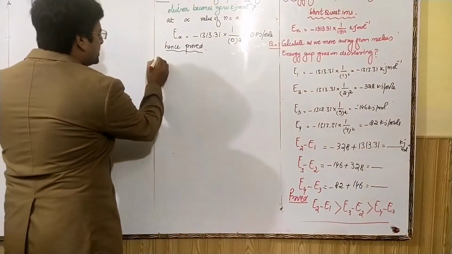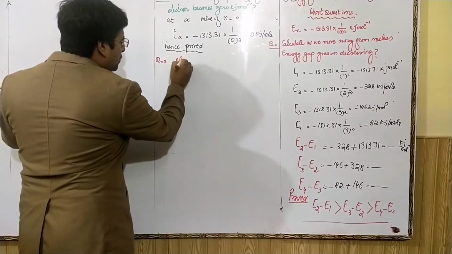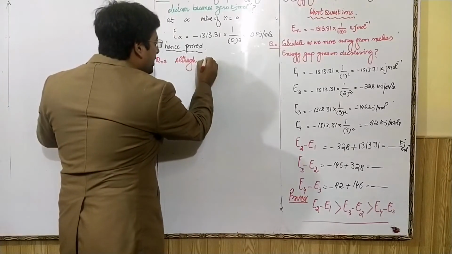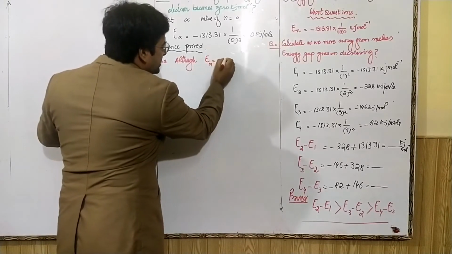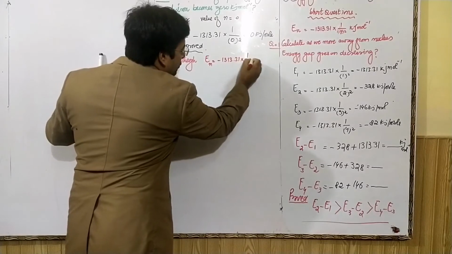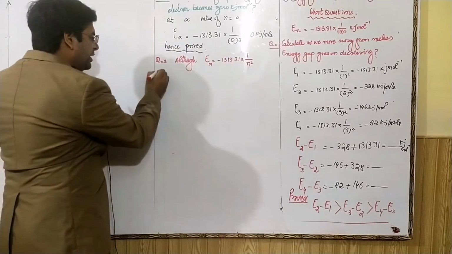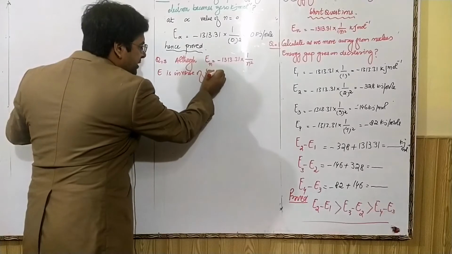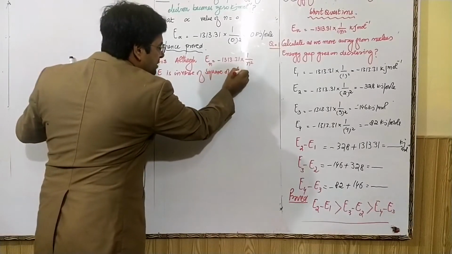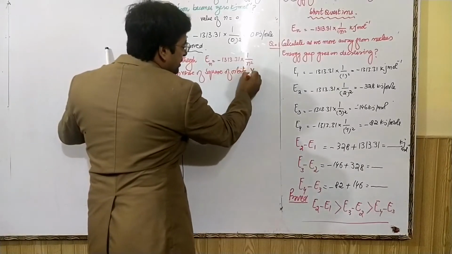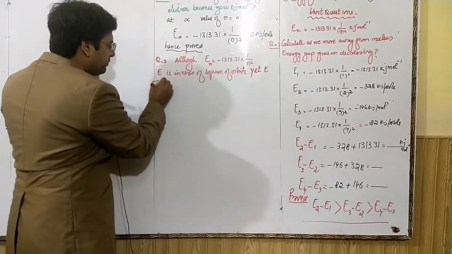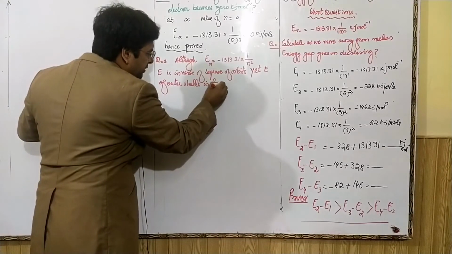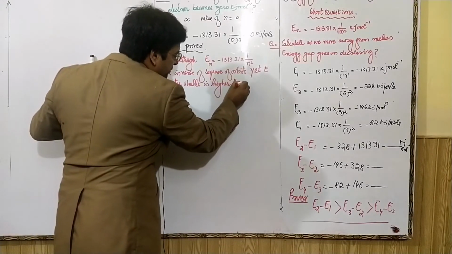The next question is question number 3. Although from the equation of energy, minus 13.31 into 1 over n square, energy is inverse of square of orbits, yet energy of outer shells is higher than inner shell.